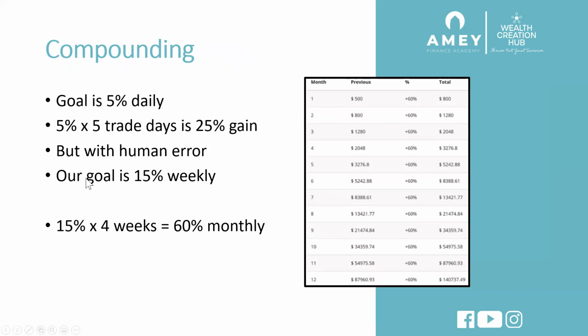Now, the key thing is also knowing your goal. So your goal could be 15% a week. Now, 15% times 4 weeks is 60% gain on your account. So if you see 500 here and you got 60% growth here, that's 800. So you're building it up, and over a year, you've maximized your account to a high potential.